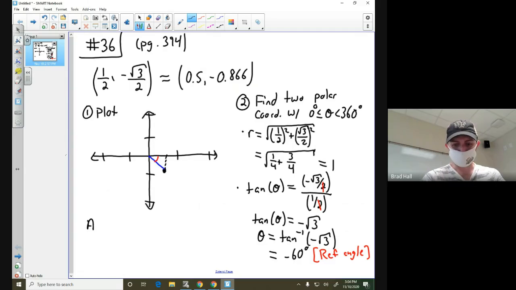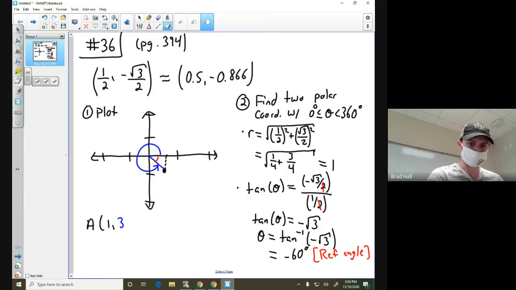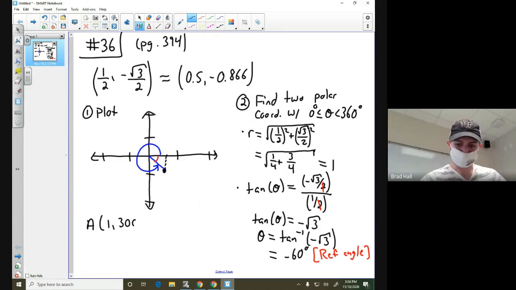So really, the first point, which I'll call A for no particular reason, the radius is 1, and the angle that we can use, we want the direction angle, as it's called. It's going to be 300 degrees. The 300 is coming from 360 minus 60.